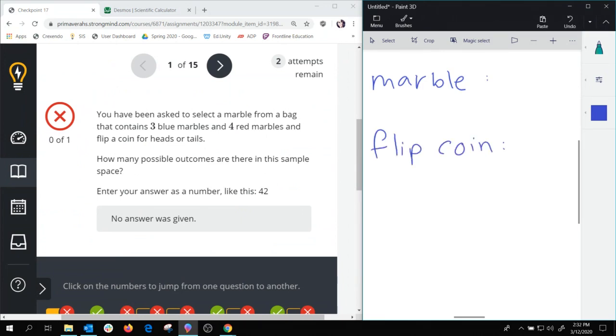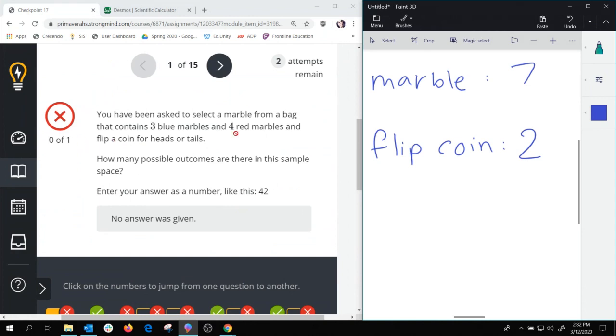So when we look at the marbles, how many total marbles do I have to choose from here? 7, right? I have 7 total marbles. And when I flip my coin, how many different outcomes do I have? 2, perfect. So I have 7 marbles, and then I have 2 different outcomes I can have for my coin.